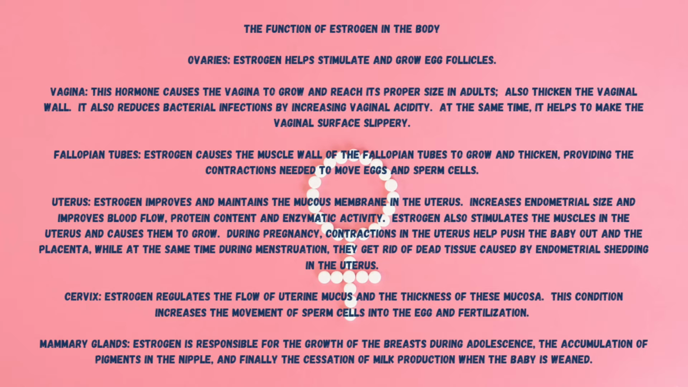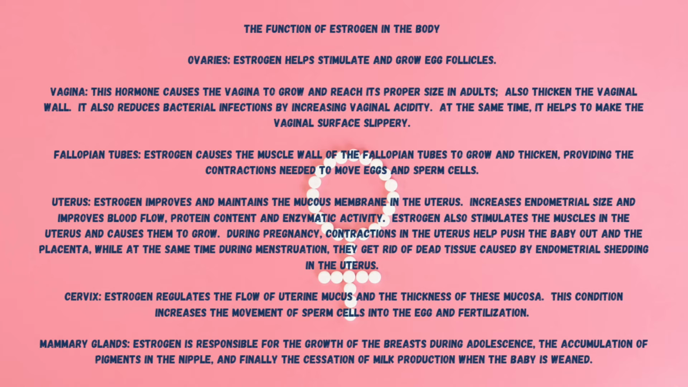During pregnancy, contractions in the uterus help push the baby out and the placenta, while at the same time during menstruation, they get rid of dead tissue caused by endometrial shedding in the uterus. Cervix. Estrogen regulates the flow of uterine mucus and the thickness of these mucosa. This condition increases the movement of sperm cells into the egg and fertilization.